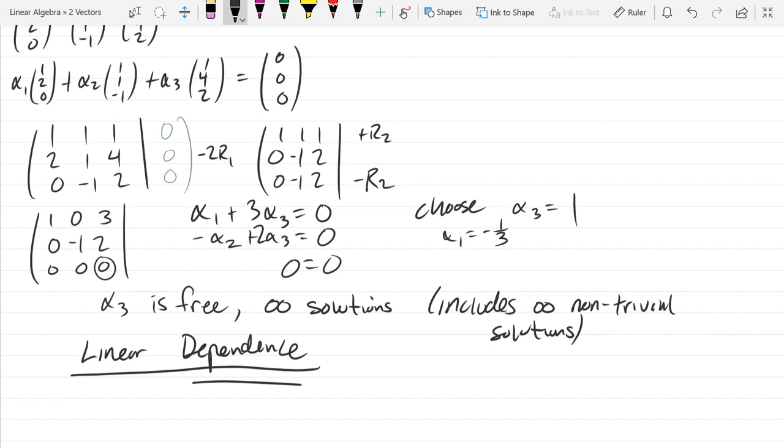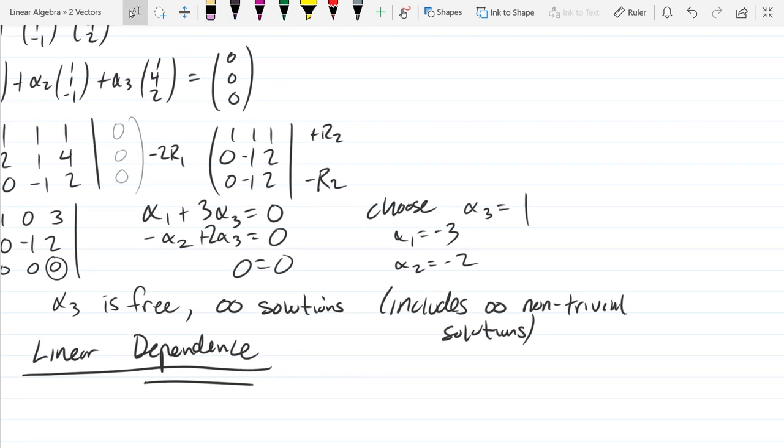I'm doing lazy algebra now. Let's see, alpha 2, what is alpha 2? Is that negative a half? No. Negative 2? Is that right? Negative 3? Yeah, that looks right. Okay, so look, we just wrote down a non-trivial combination right here. So this is one solution. That's not 0, 0, 0. You could have picked any alpha 3 you wanted except 0, and you would get another solution.